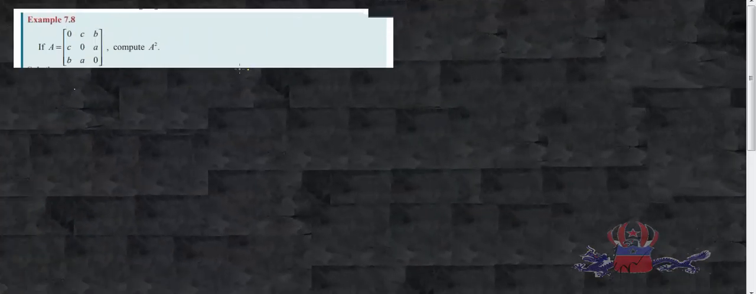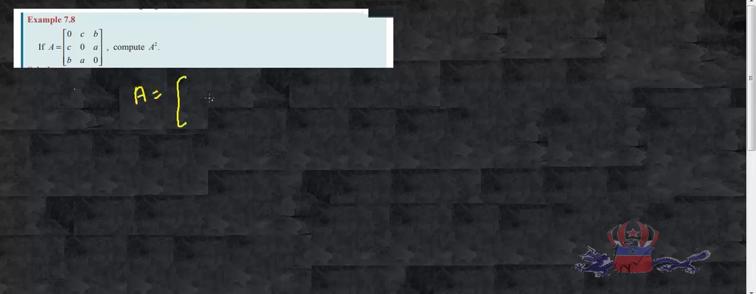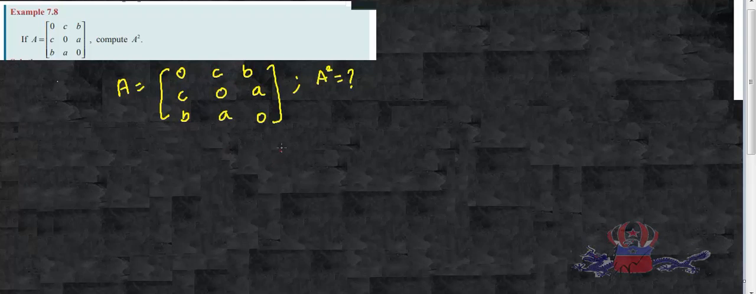Welcome back, students. We are given this question. Matrix A is equal to 0, C, B. So in this question, we are expected to multiply A with A. So that is going to be done as follows.